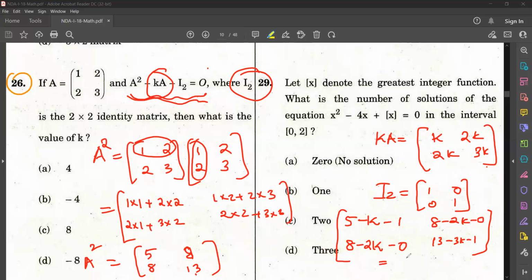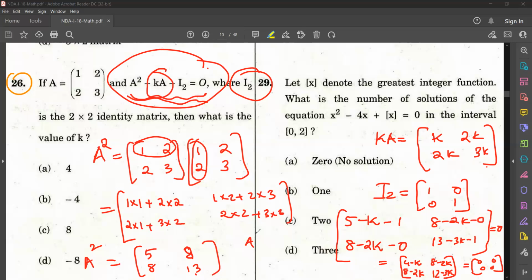Okay, so what you are getting here, just solve it. This will be 4 minus K. And this one they have given 0. When you do this, they are telling you to get a 0 matrix. So this is 0. Then this is 8 minus 2K. This is again 8 minus 2K. This is 12 minus 3K. That is equal to 0, 0, 0, 0. So we got A square minus KA minus 2I as this one, that is given as 0 matrix.